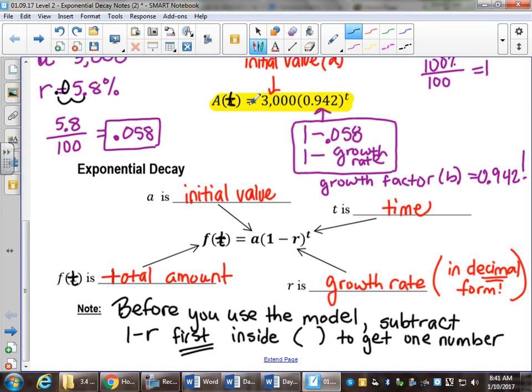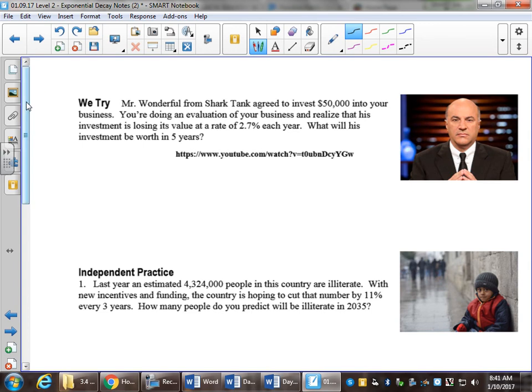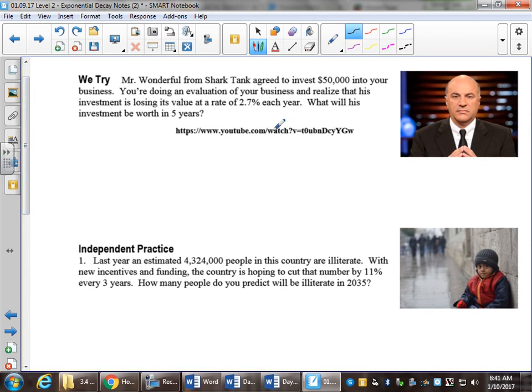The best way to get good at this is to practice. So let's look at our first example. We try. Mr. Wonderful from Shark Tank agreed to invest $50,000 into your business, but you're doing an evaluation of your business and realize that his investment is losing its value at a rate of 2.7% each year. What will his investment be worth in 5 years?